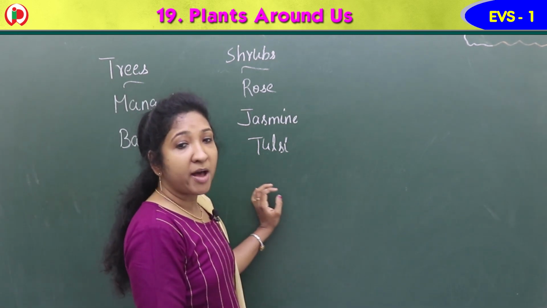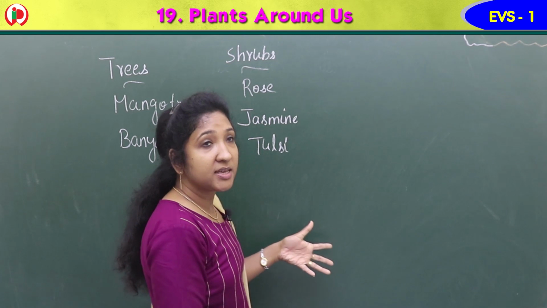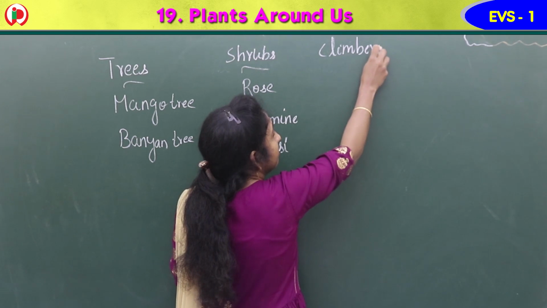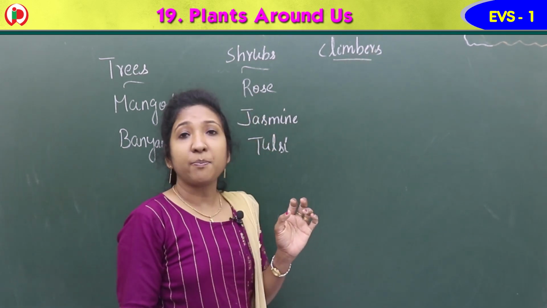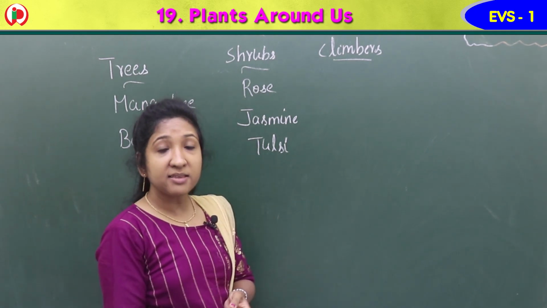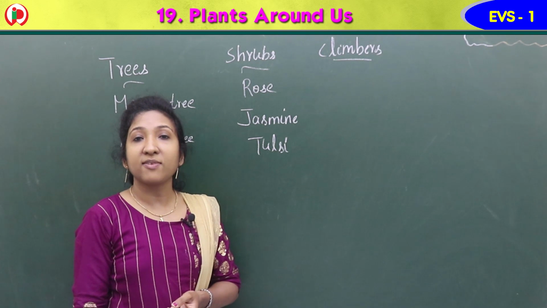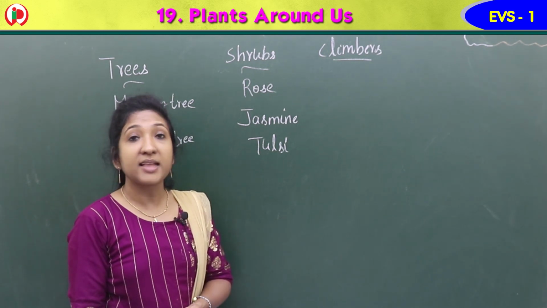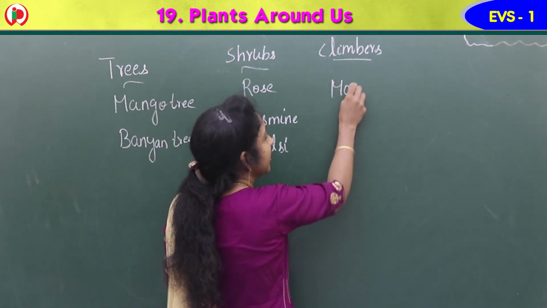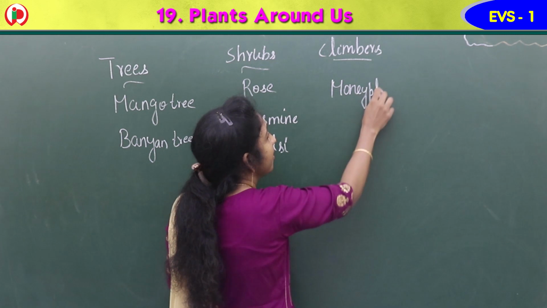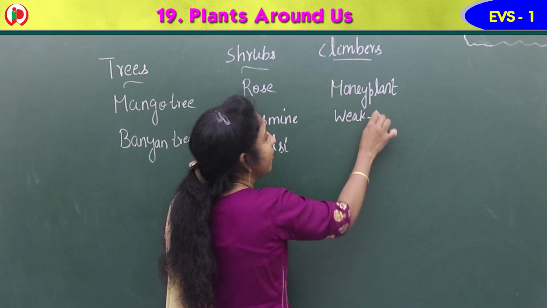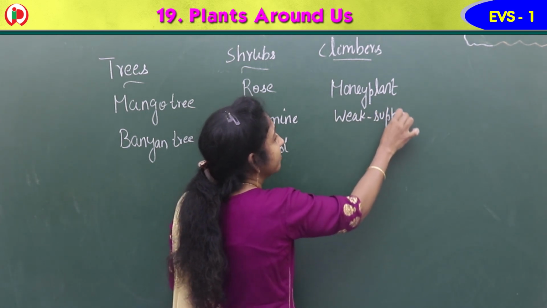Then you learned about, yes, climbers. Climbers means what? Climbers are weak plants. They need support to stand straight. Climbers are weak plants. They need support to grow straight. They are climbers. Yes. Example. Yes. Money plant. Money plant is an example of climbers. They are weak and they need support to stand straight.